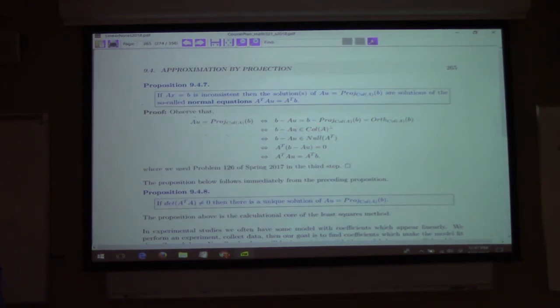What is this saying? This is saying that b minus Au is in the perp of the column space of A. At the end of last class, we derived that the perp of the column space is the null space of the transpose of the matrix. I said it for a set of vectors, but if you translate that to what it means for the column space of a matrix, it's exactly what I do right here. The perp of the column space is the null space of the transpose of the matrix. And so to say that b minus Au is in the null space of A transpose is to say that A transpose times (b minus Au) is equal to 0, which is to say that A transpose A u is equal to A transpose b.